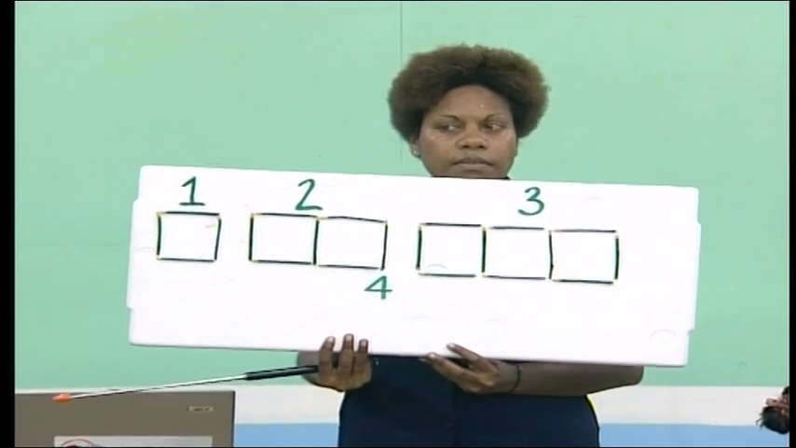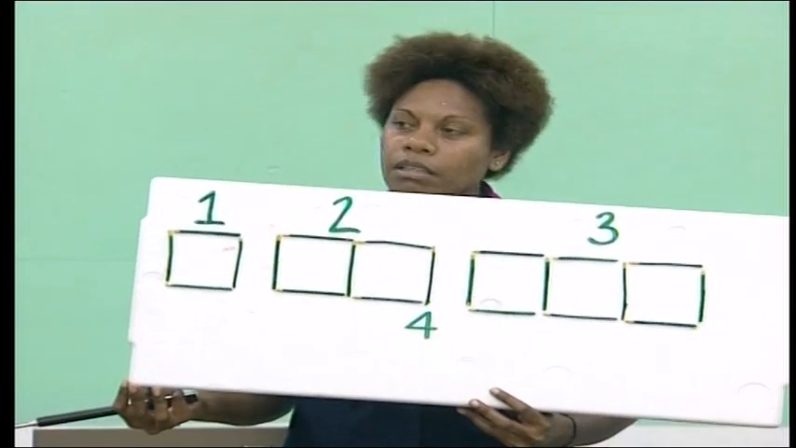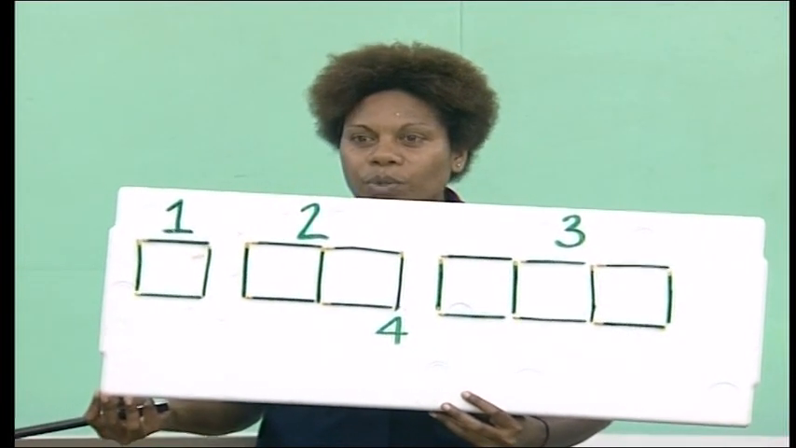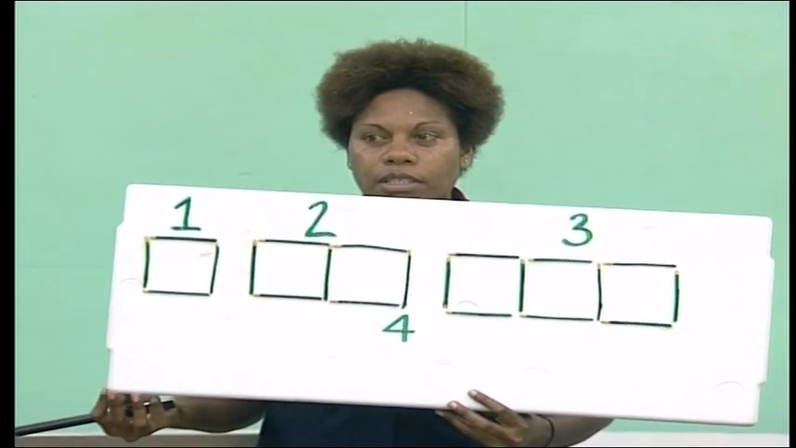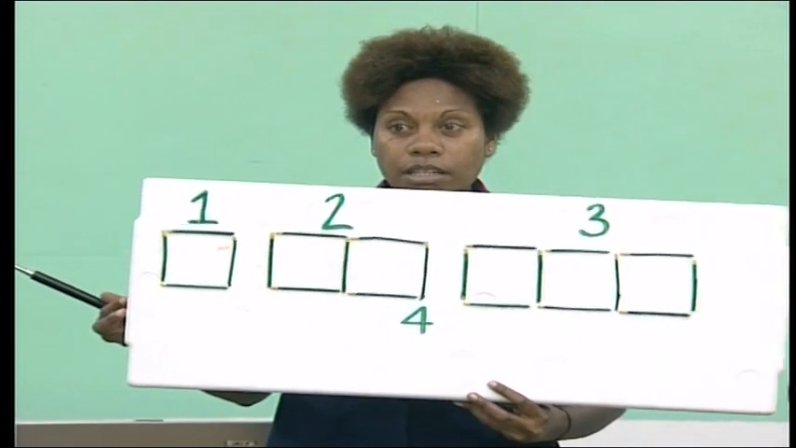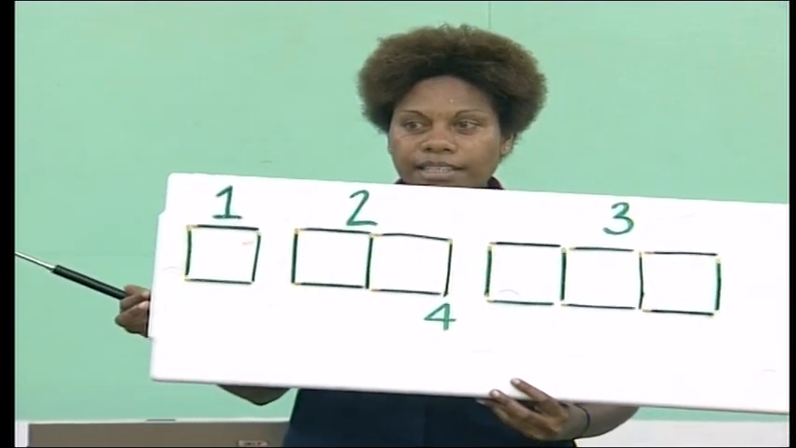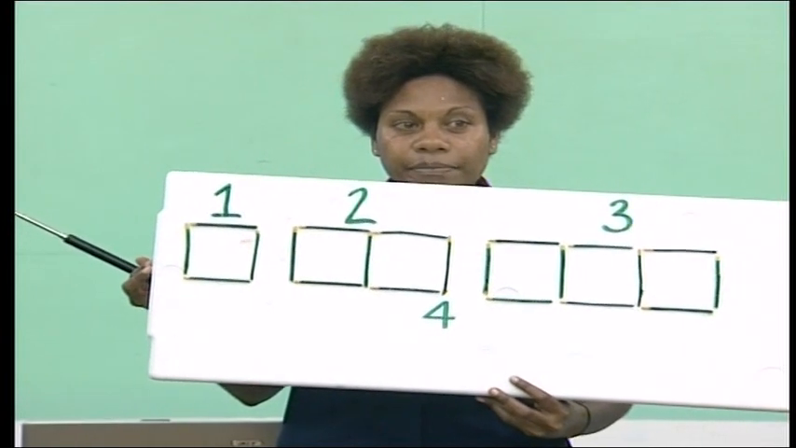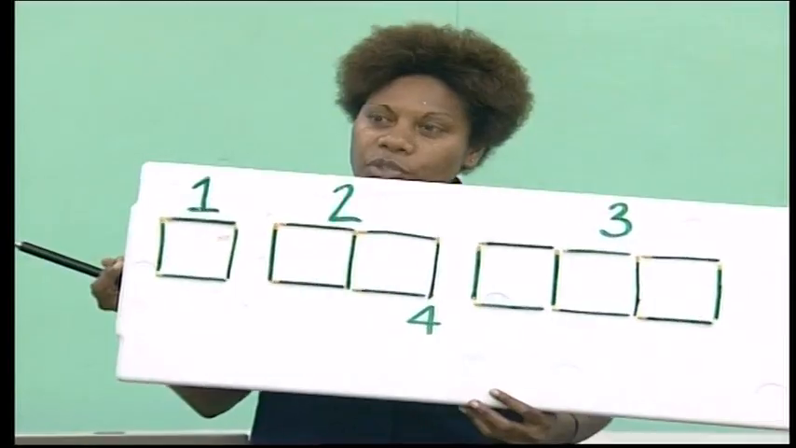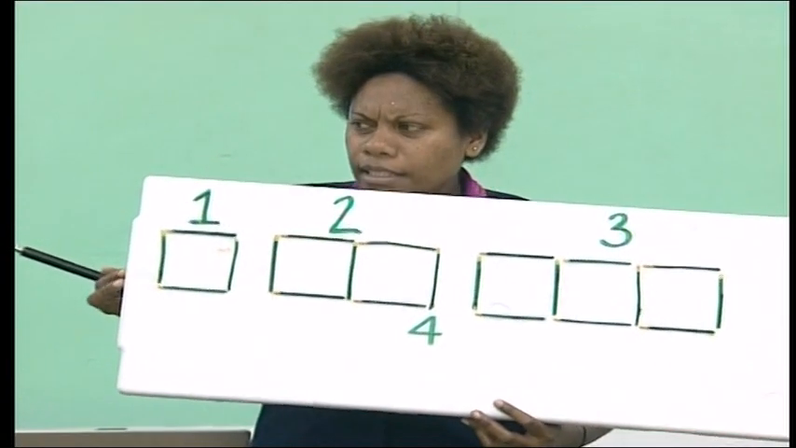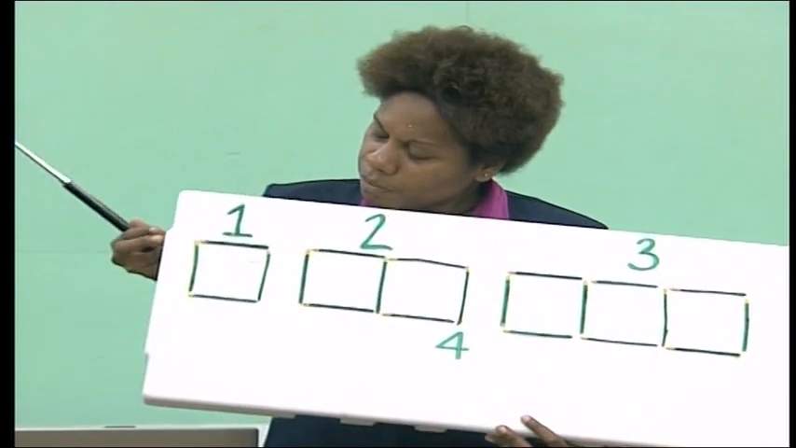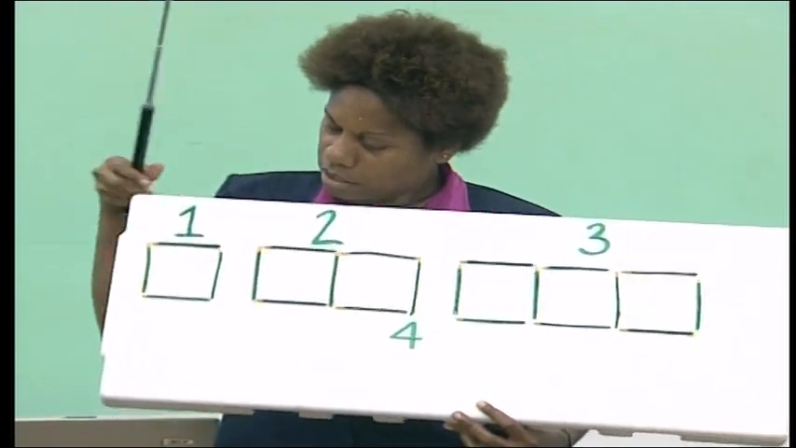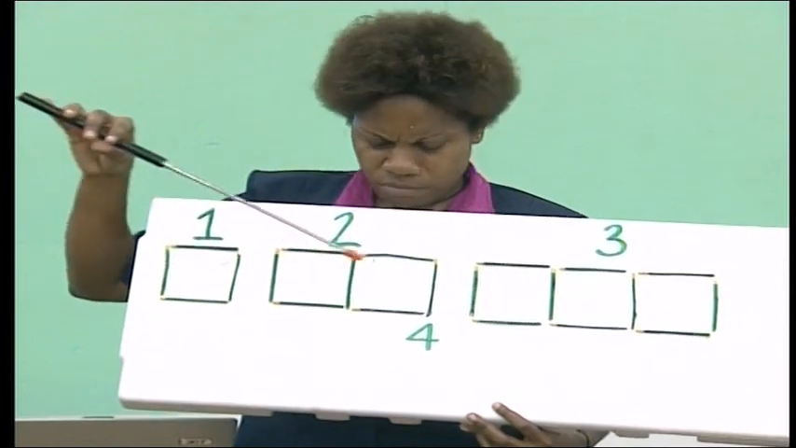Win? They represent the boxes on the curtain. Okay, thank you, Win. Win said the boxes and curtains. Can you see any curtains here? Okay, good try, Win. Not curtains. What can we say about these? Sticks, or what do they form?